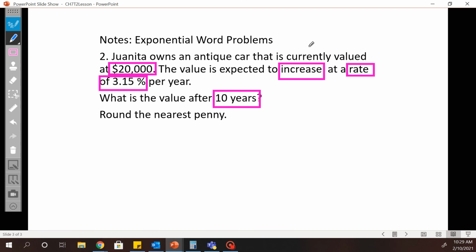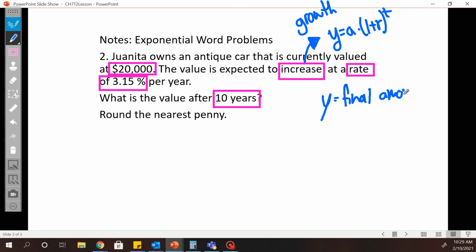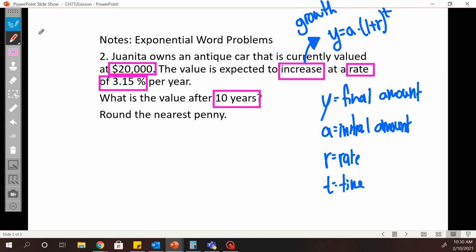First, we decide what type of model we will use to represent this, growth or decay. And of course, this is increasing, so this is a growth model, exponential growth, which means y equals a times (1 plus the rate) to the t power. Y will be our final amount. This formula is used to calculate the final amount, or in this case, the value. A is the initial amount, or the initial value. R is the rate, and T is the time period. Our final amount, we do not know. That's what we want to calculate.